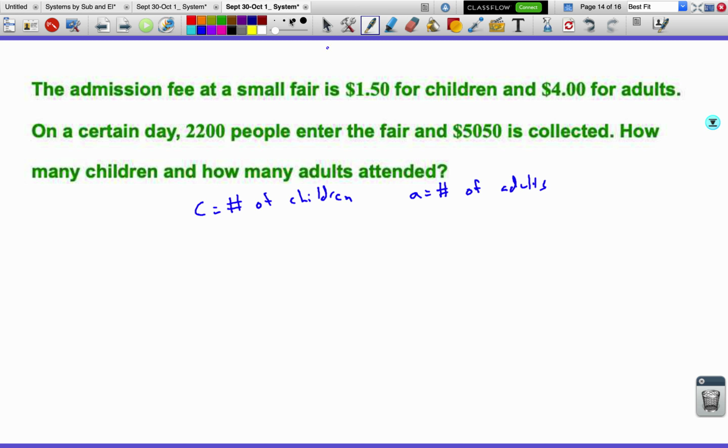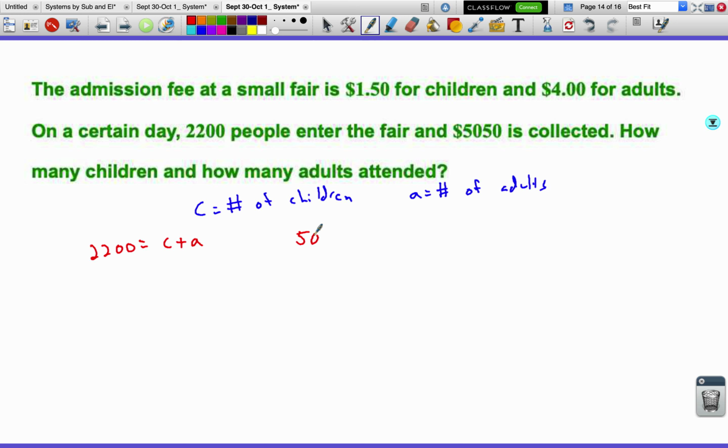So again, I'm very explicit here. If I'd say C equals children, then it's ambiguous. What about the children? Well, specifically the number of them, not like all of their heights added together or something like that. A equals number of adults. Now, 2,200 people entered, so that's an easier one to write. 2,200 equals C plus A, number of children plus number of adults, is 2,200 people total.